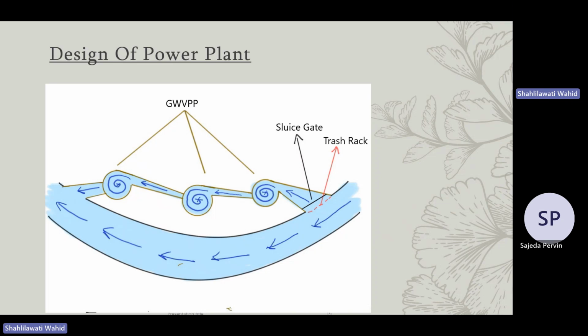There's also a sluice gate. A sluice gate basically is a gate that can be lowered down to reduce the volume of the flow rate of the water.